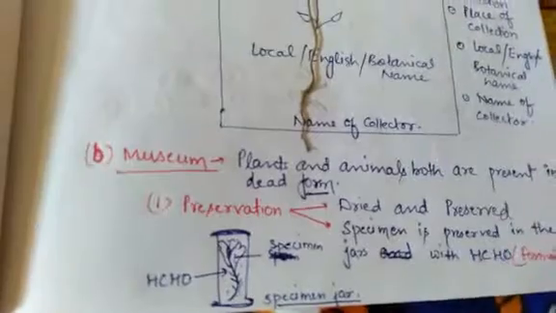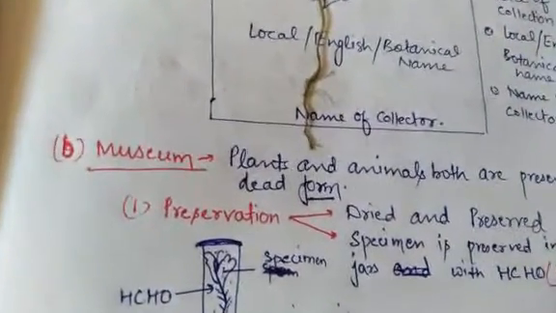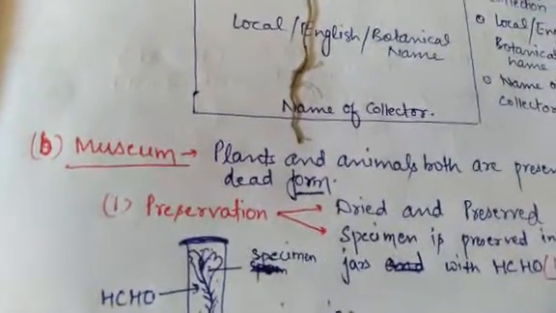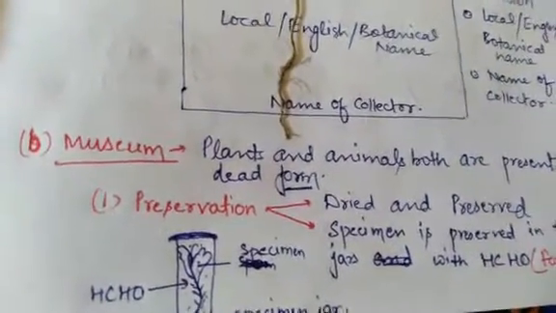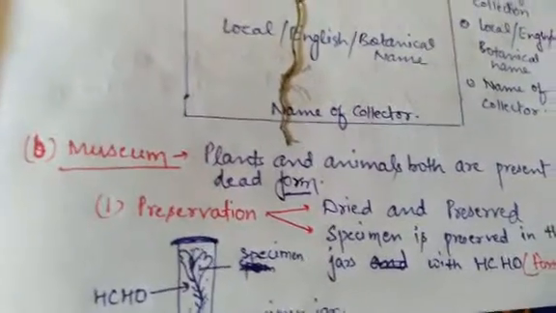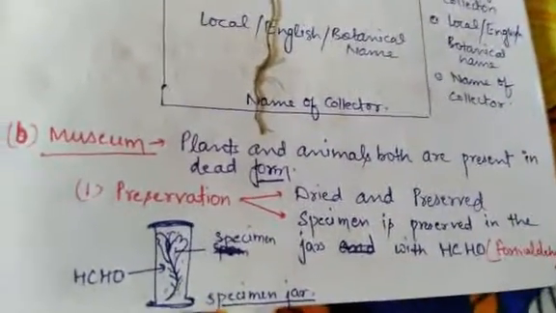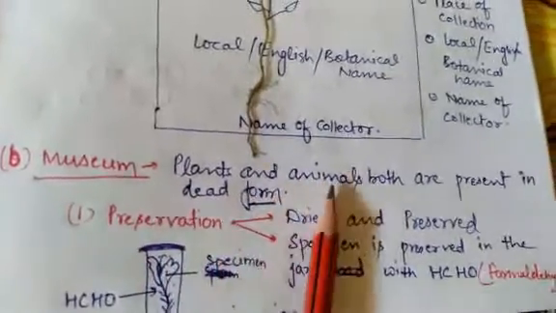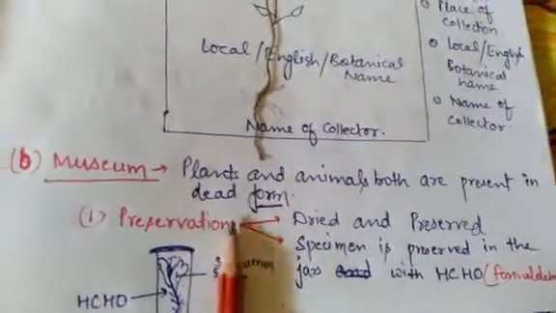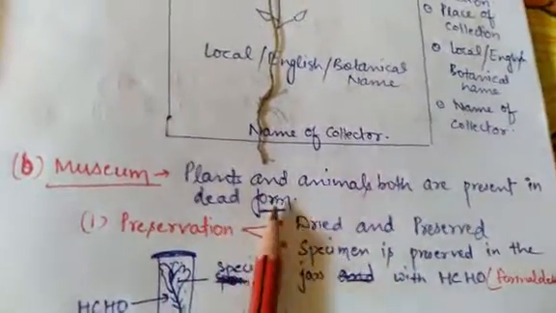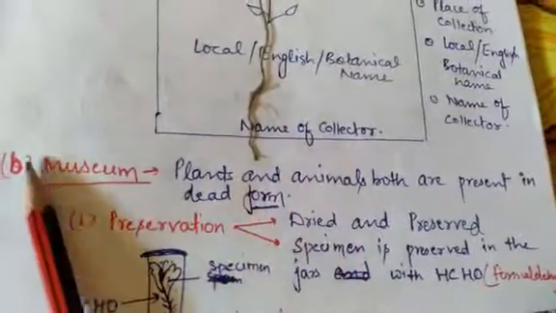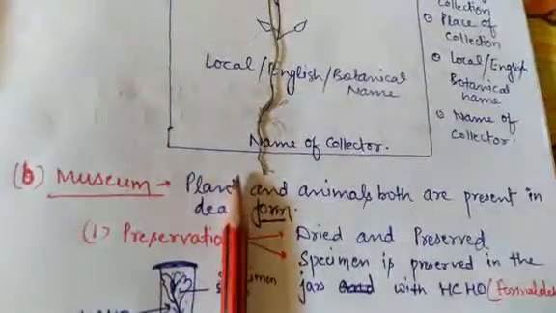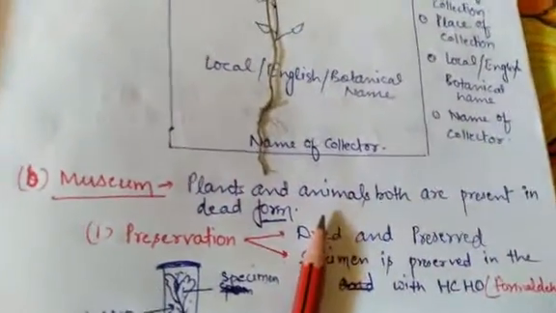Well, next is what? Next, we are focusing on comparison with the dead organism. Which is the second one? It's a museum. Plants and animals both are present in dead form. Okay, so where are they present? They are present in the museum. In the museum, plants are also present. In the museum, animals are also present.